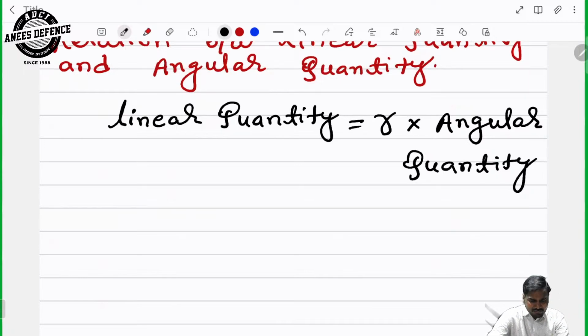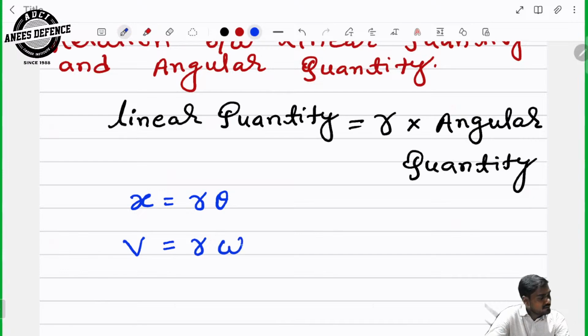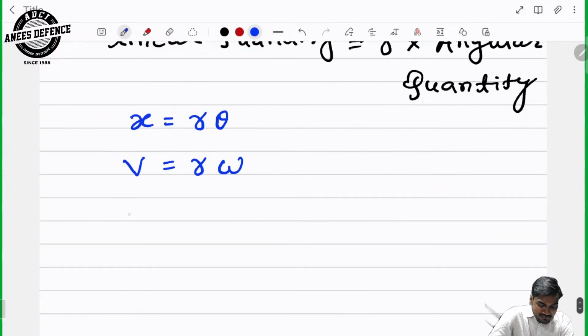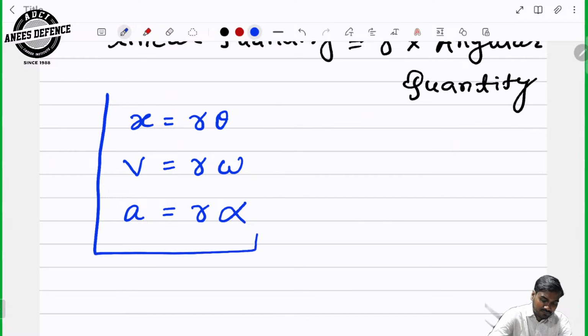You can prove this also, but we will learn it directly. So consider linear displacement is x. Linear displacement is equal to r times angular displacement. Linear velocity is equal to r times angular velocity. Linear acceleration is equal to r times angular acceleration. Yes or no?